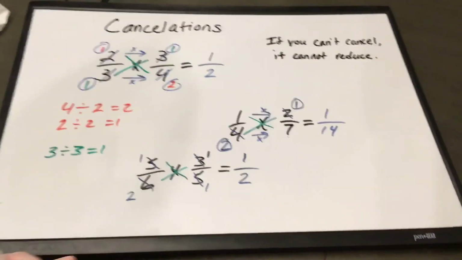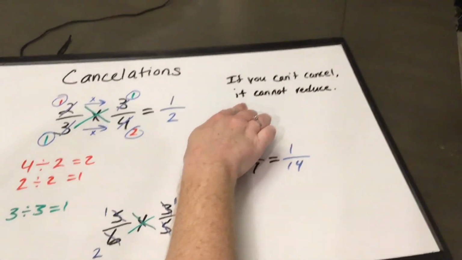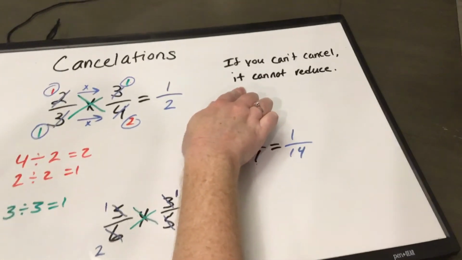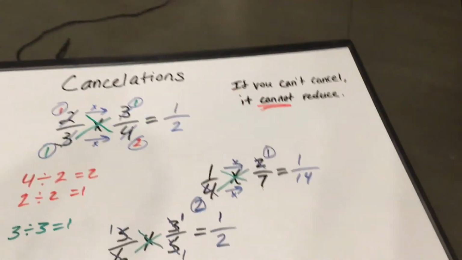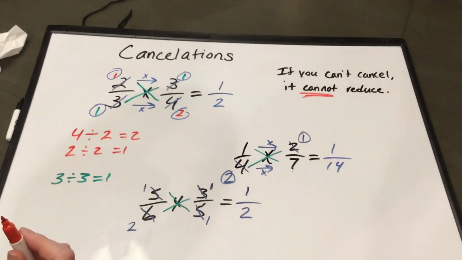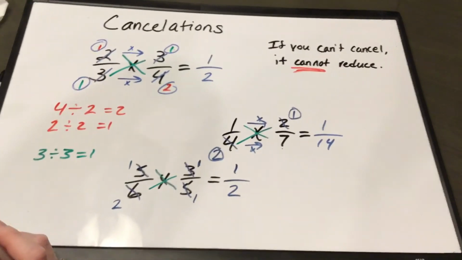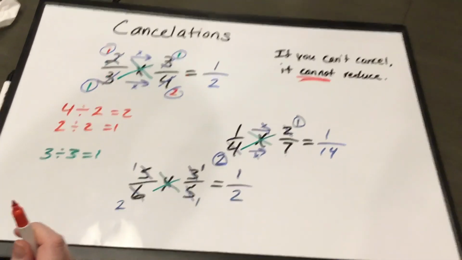Okay, another rule to remember. If you cannot cancel, it cannot reduce. Again, if you can't cancel, it cannot reduce.